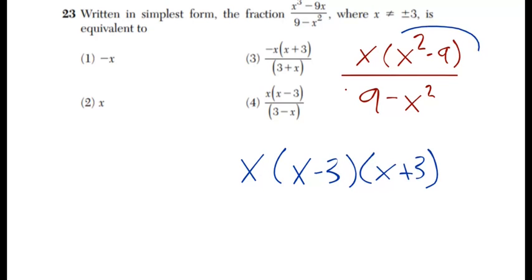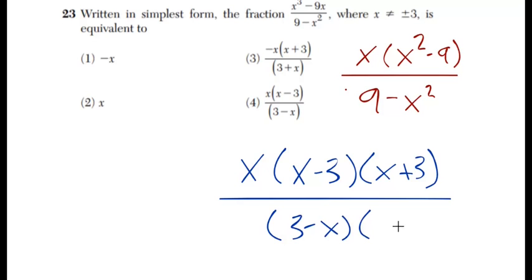If you're not comfortable with where I got that, check it out. It's something you definitely need to know. It's a shortcut for factoring these simple quadratic-looking things where there are two terms subtracted together. This is also a difference of squares because it's 3 squared minus x squared. So this would factor to 3 minus x times 3 plus x.